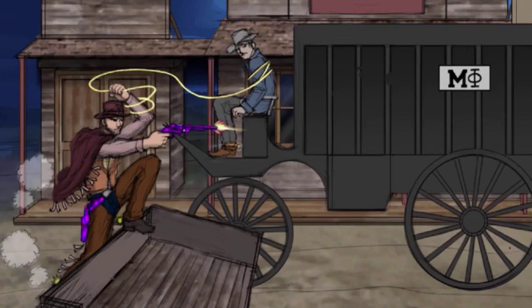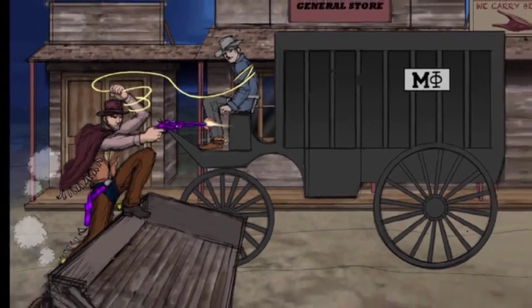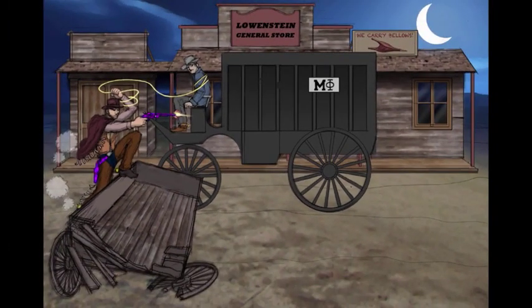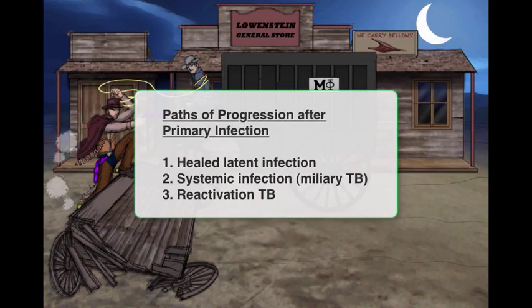Okay, now that we've covered the important virulence factors, let's go through the progression of TB. Once someone's infected by TB, they have what's known as a primary infection. After this primary infection, there are essentially 3 different outcomes. One is a healed, latent infection. Another is that it can cause a systemic infection that can be particularly severe.